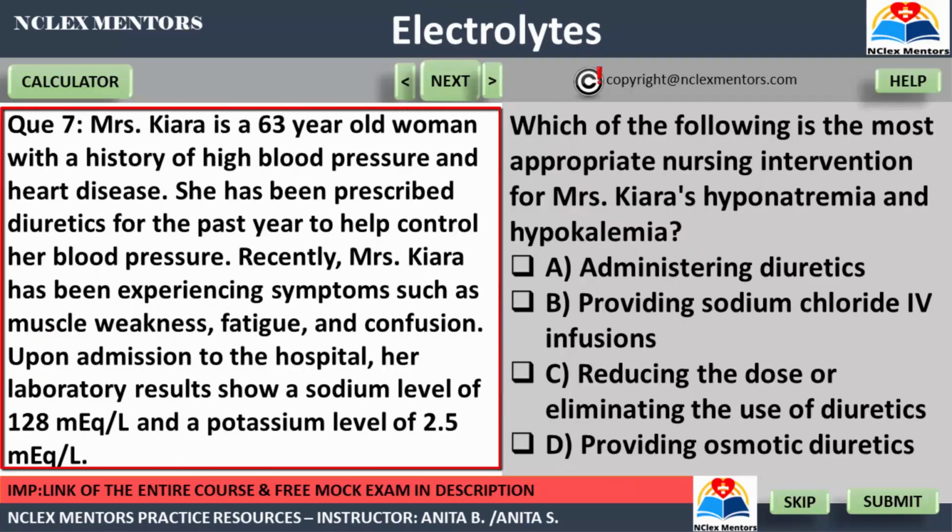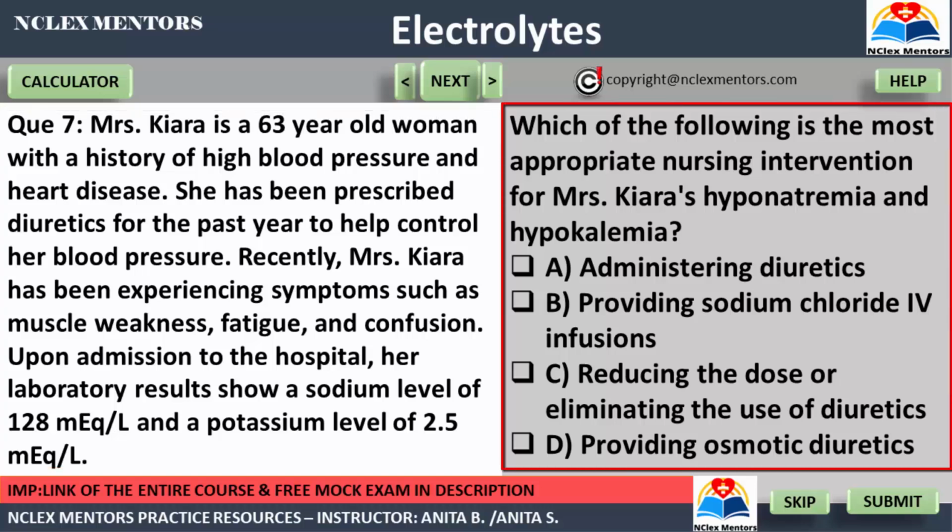Mrs. Kiera is a 63-year-old woman with a history of high blood pressure and heart disease. She has been prescribed diuretics for the past year to help control her blood pressure. Recently, Mrs. Kiera has been experiencing symptoms such as muscle weakness, fatigue, and confusion. Upon admission to the hospital, her laboratory results show a sodium level of 128 milliequivalent per liter and a potassium level of 2.5 milliequivalent per liter.